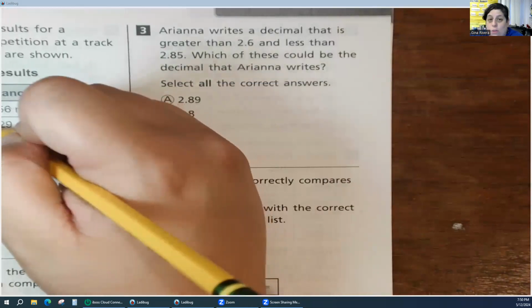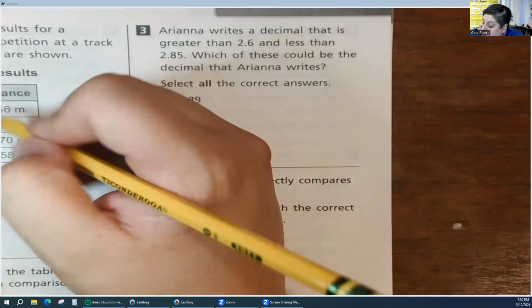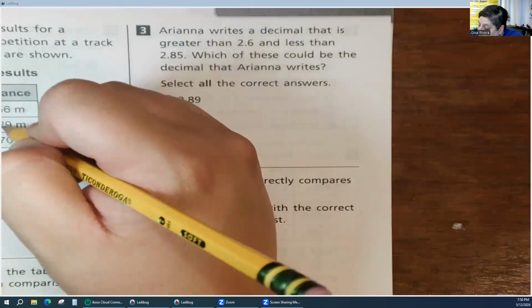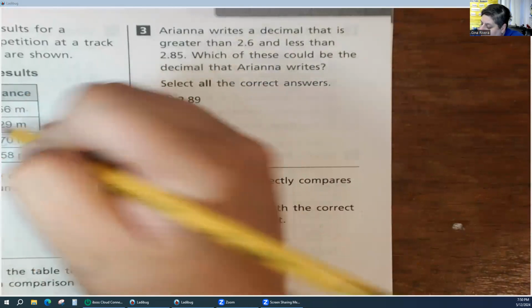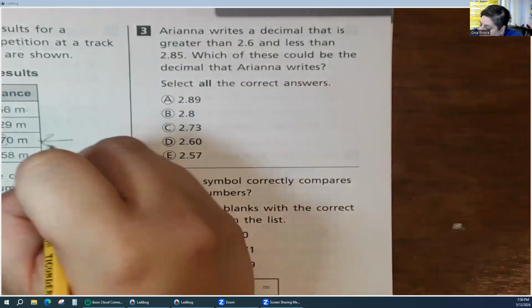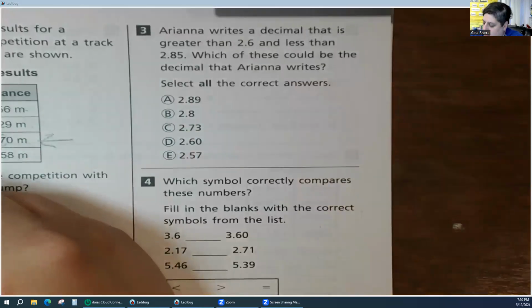Well, I see that the whole numbers are all 4, so that's not going to help me. So I'm going to have to look at the tenths. For the tenths, the largest number I see is the 7. And who got 4.70? That was Myrna. So Myrna got the longest jump.